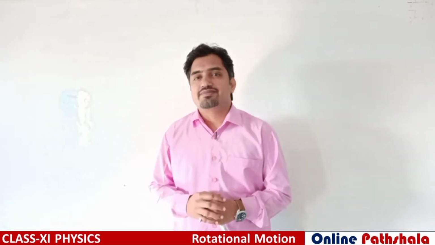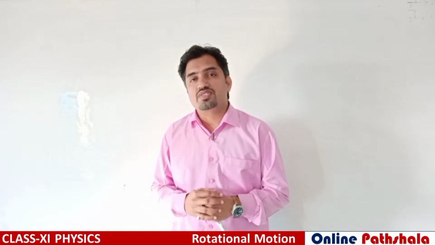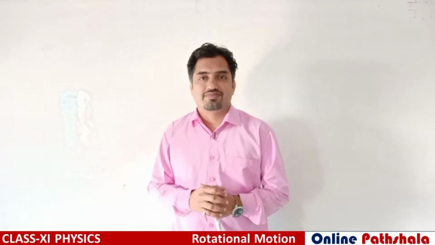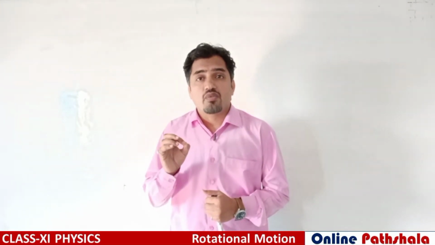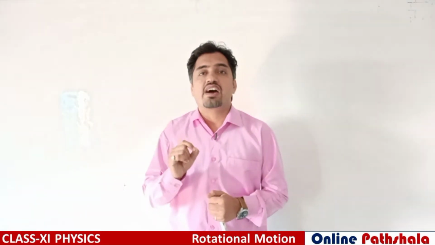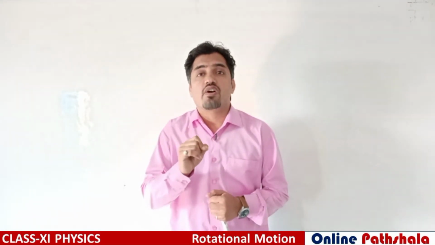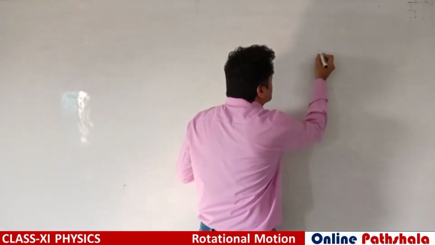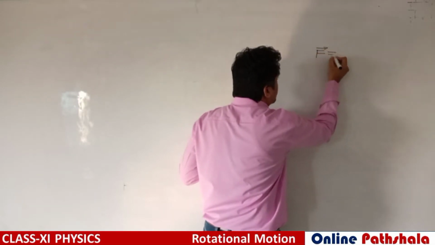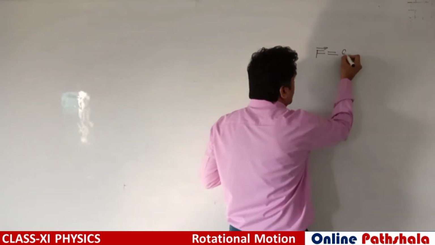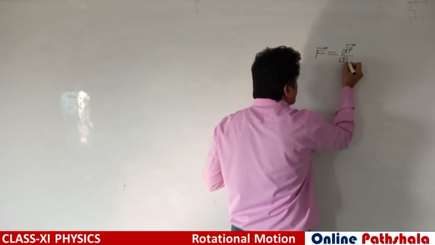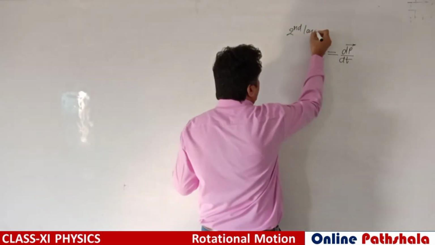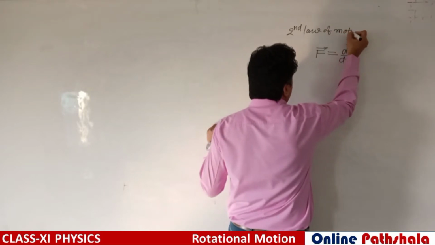If you talk about rotational motion and translatory motion, we can use the second law of motion. Net force applied on any body is equal to the rate of change of its linear momentum. For translatory motion, the external force applied on any body is equal to the rate of change of its linear momentum. It is the second law of motion, Newton's second law.